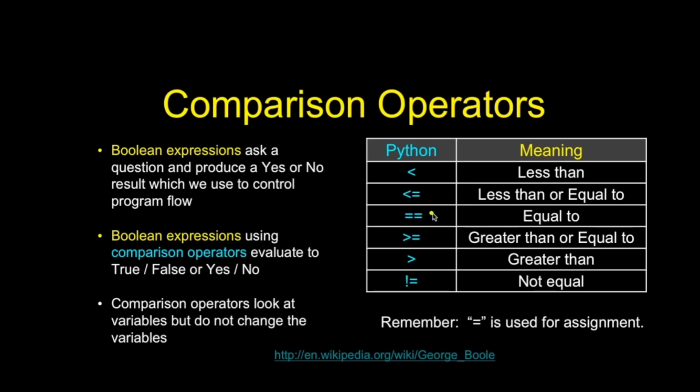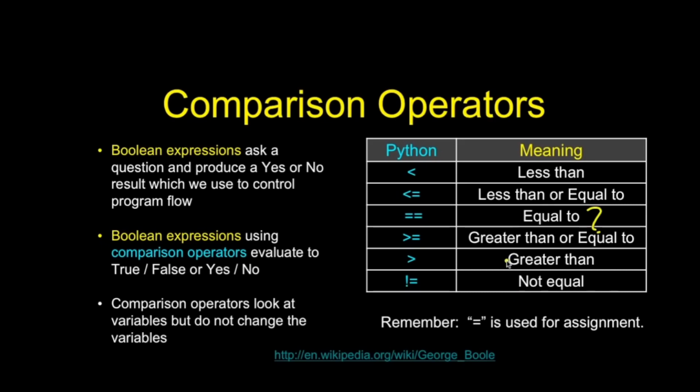So this is the question. Double equals is asking the question is equal to. Greater than or equal, greater than, and not equal. So this exclamation point is sort of like not equal. So that's how we do not equal.